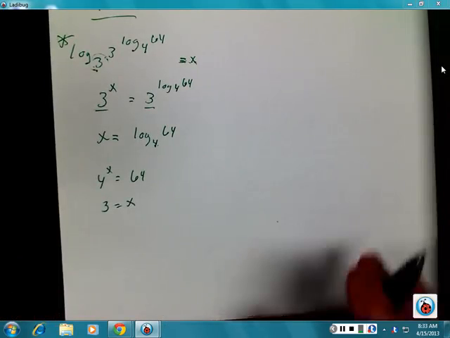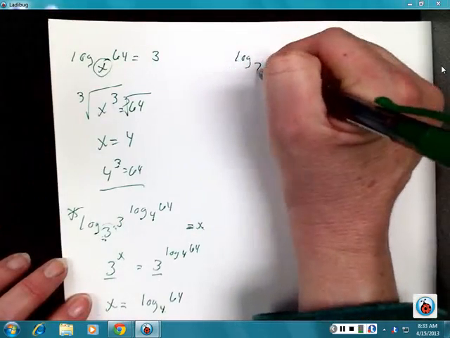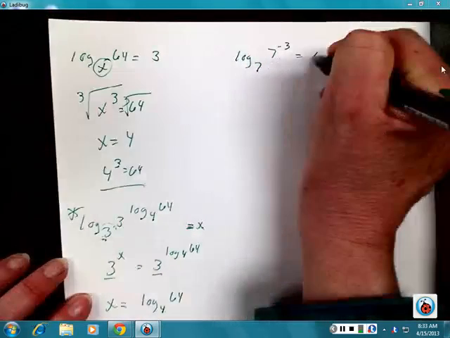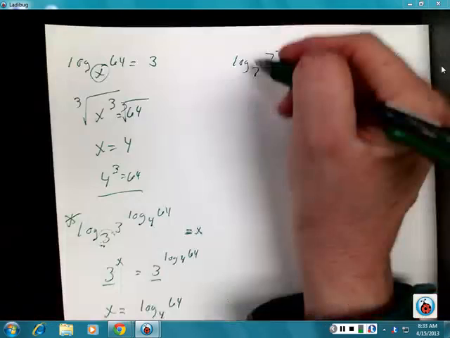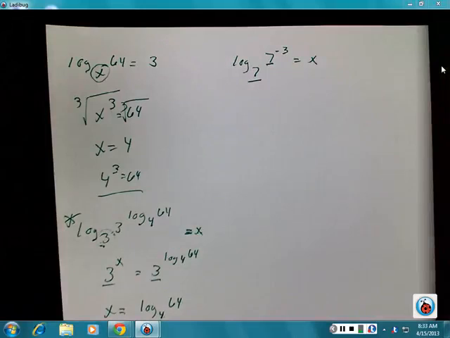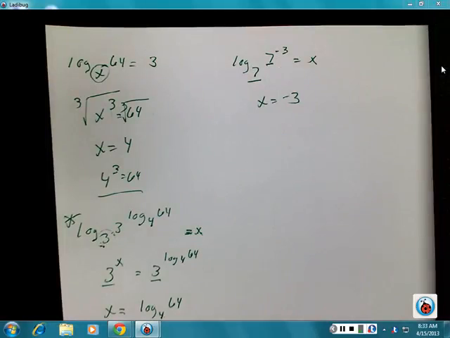How about this one? Log base 7 of 7 to the negative third is equal to x. That's one of my properties that I had. So my property says if this and this match, my answer is negative 3. And that's all I have to do with it. Okay? Not much work with that one. It's just if I remember that.